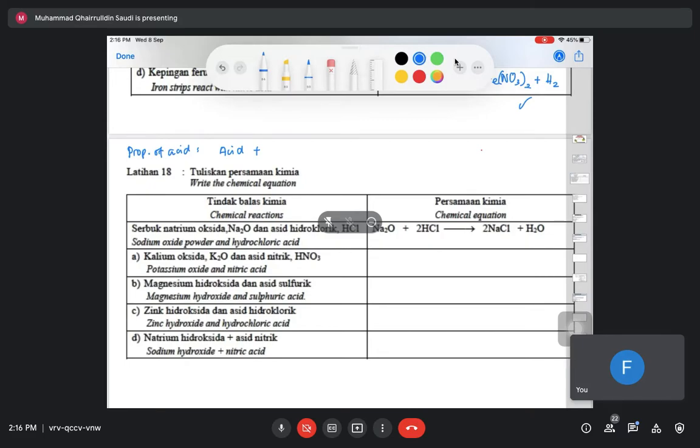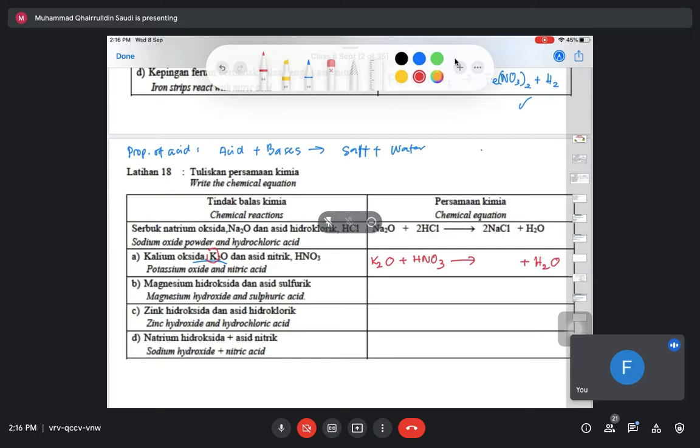Acid plus base, and we know that we will get salt and water. Write down the reactant first, it's given there. And then the product. We already know how to write water, and then just the salt.